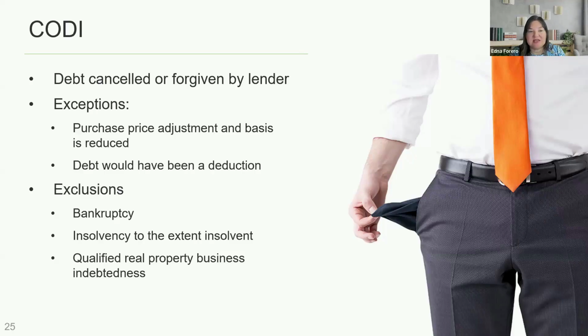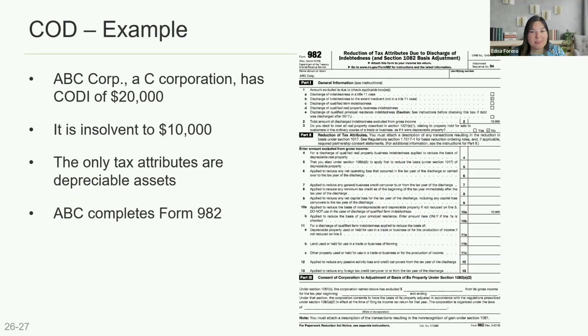And then would the debt have been listed there as a deduction? Okay, so exclusions and exceptions in this particular case. Here's an example for you with the ABC Corporation. They've got a cancellation of debt of $20,000, but they're insolvent up to $10,000.